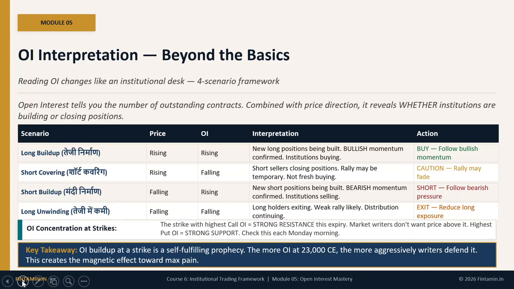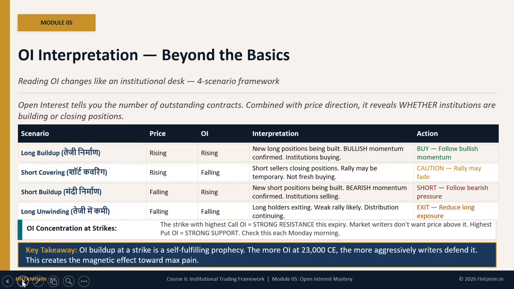OI interpretation, 4 scenario framework. The 4 OI scenarios you must memorize. First one is price rising plus OI rising. Long build up. Fresh long positions being built, institutional accumulation, genuine bullish momentum. Follow the move with confidence.